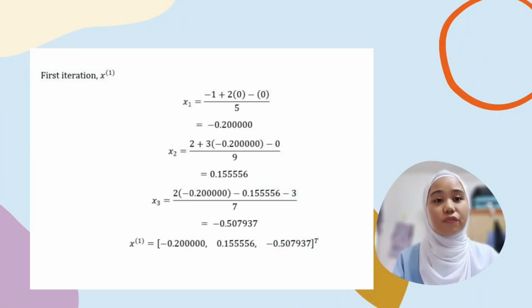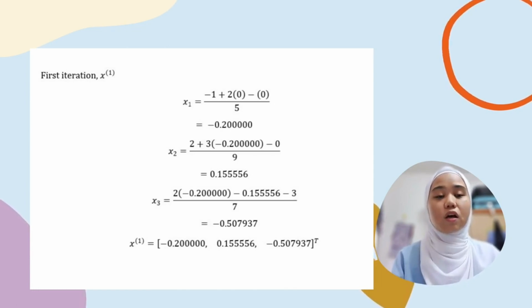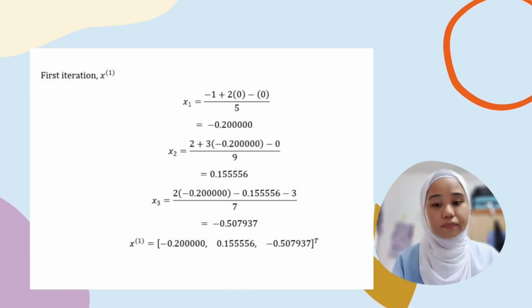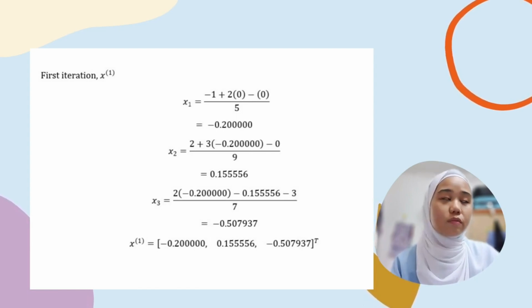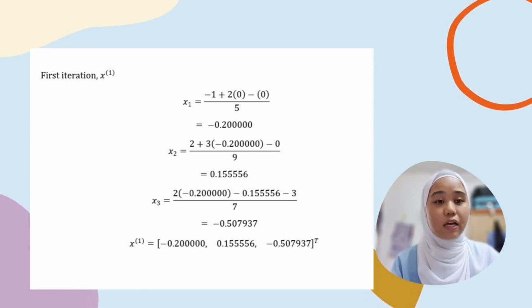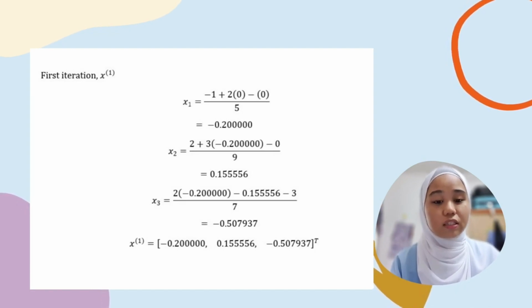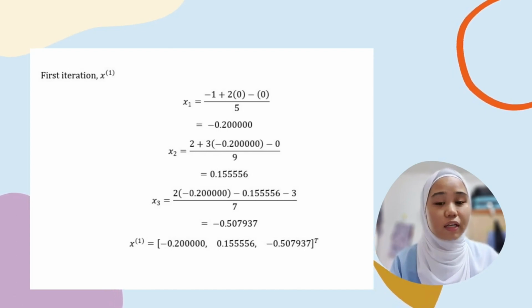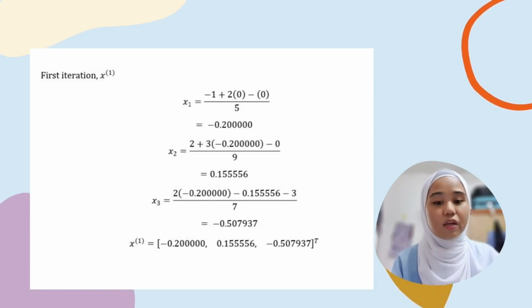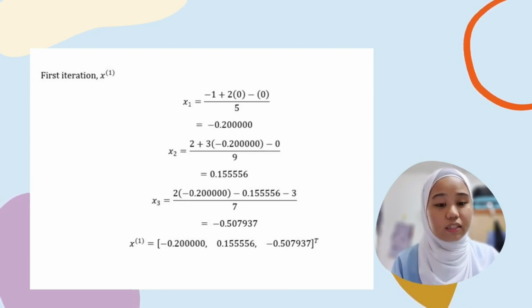Now we need to find the first iteration for the Gauss-Seidel method by using equation x1, equation x2, and equation x3. The first iteration is based on our initial guess x0, where x1, x2, and x3 are equal to 0. Then we substitute the values of x1, x2, and x3 into the equation x1. Then we get x1 is equal to -0.2.